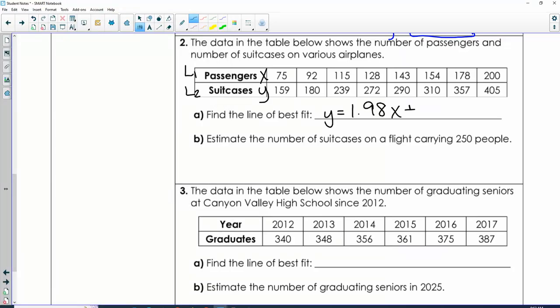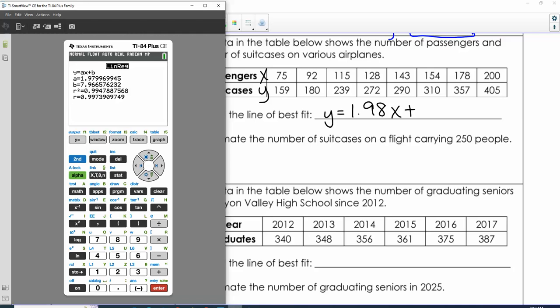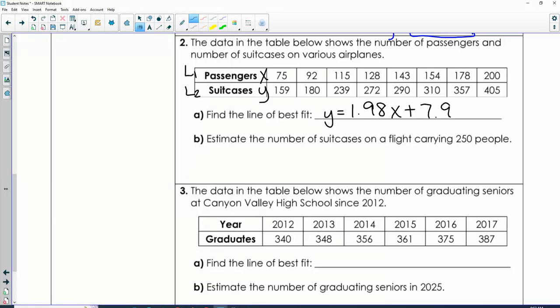X plus B, our y-intercept, so 7.966, so that would be 7.97. Did everybody get that equation?